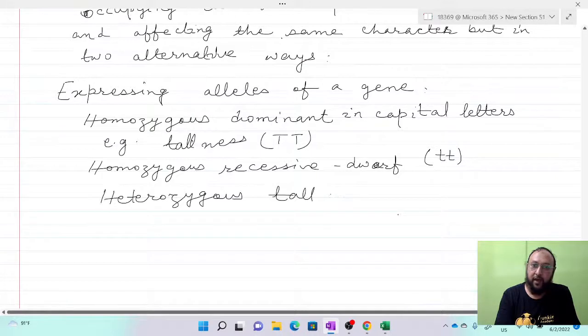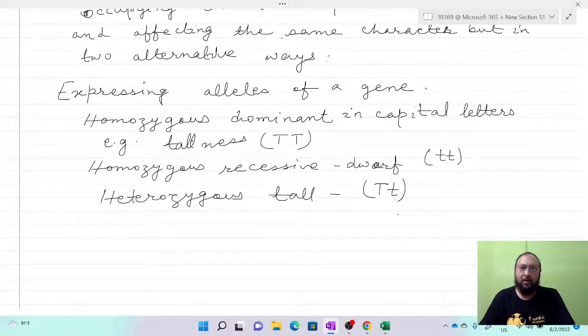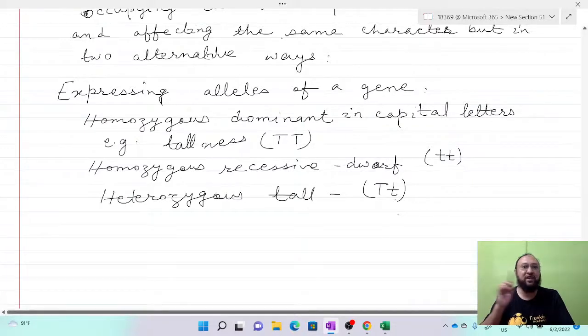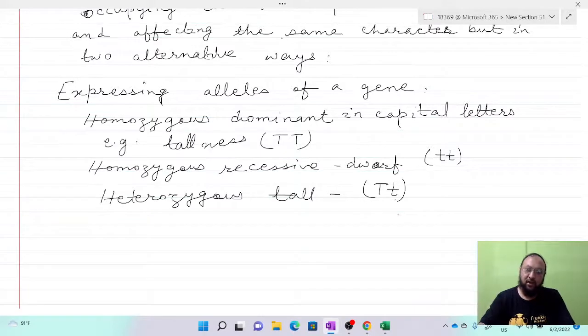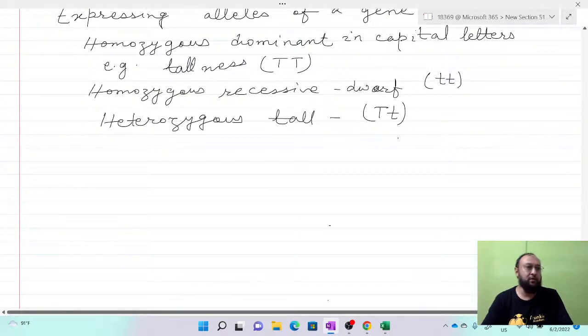It will be called hybrid tall. So this will be your capital T, small t. Genotypically, this will be heterozygous, but phenotypically it's tall only. We are not able to understand it without studying the genetic constitution from outside. We cannot say this is a heterozygous tall or a homozygous tall. Though the genetic constitution is heterozygous, phenotypically it will be tall only.